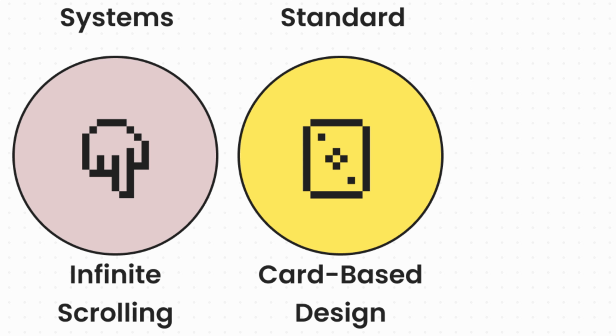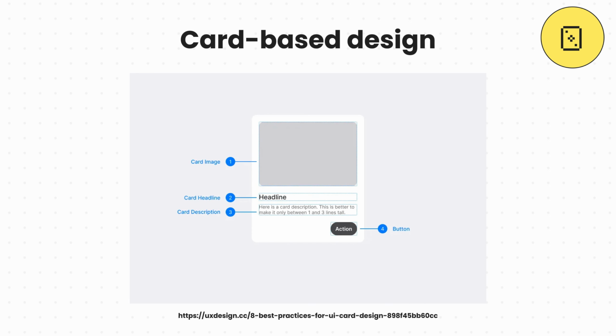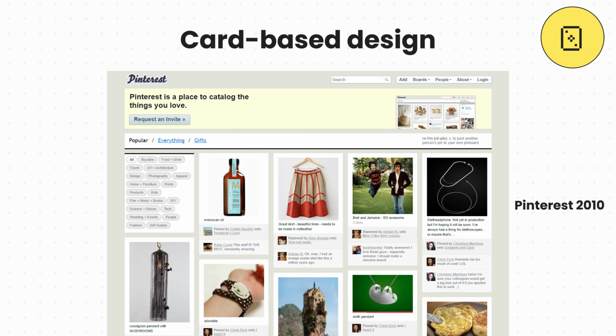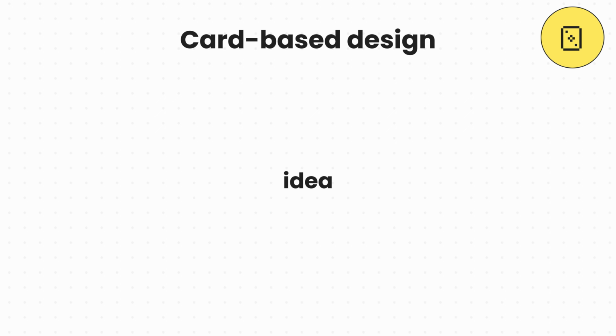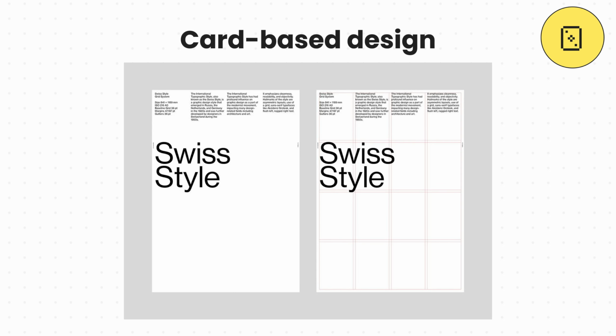Card-based design. Cards are bite-sized containers of content. An image, a title, maybe a short description, all wrapped neatly in a box. Pinterest popularized the style around 2010, and Google soon helped push it into mainstream web and app design. The idea comes from Swiss modular design, where information is broken into clear, repeatable units.